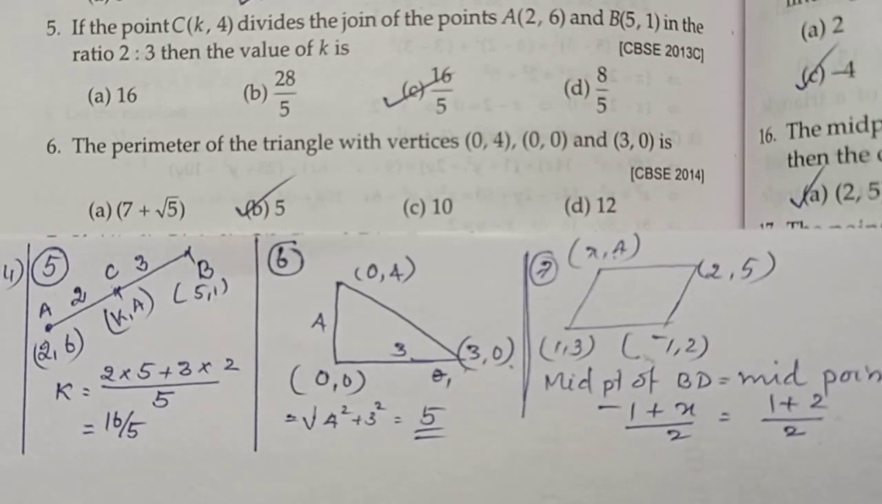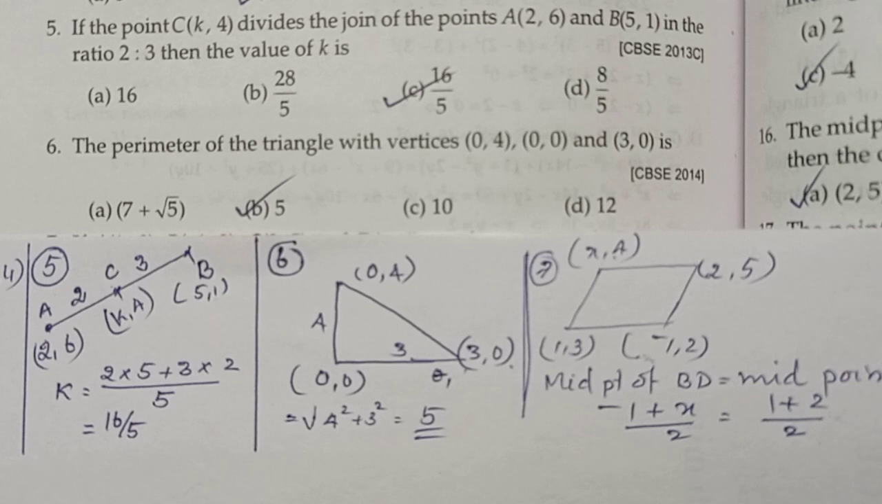If the point C(k, 4) divides the joiner of the points A(2, 6) and B(5, 1) in the ratio 2 is to 3, find the value of k. Here we are using the section formula. It is dividing in the ratio 2 is to 3. Therefore, we can find the value of k by substituting the values. We will get k as 16 by 5.